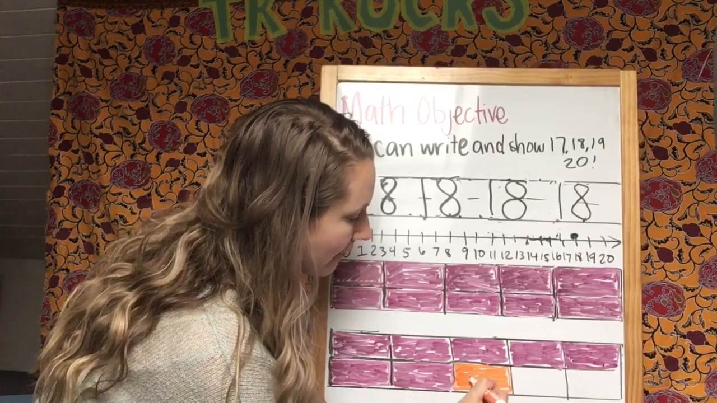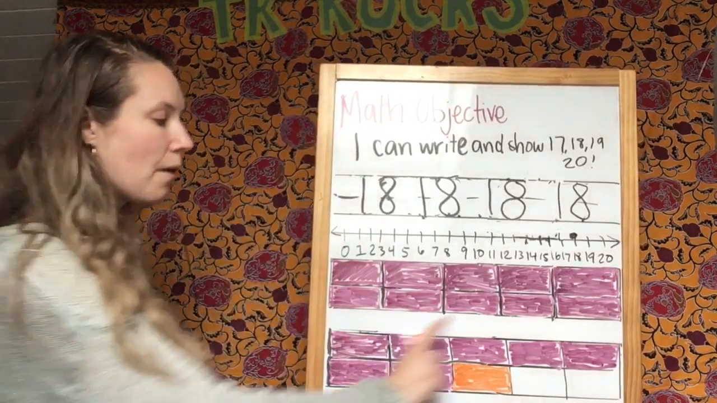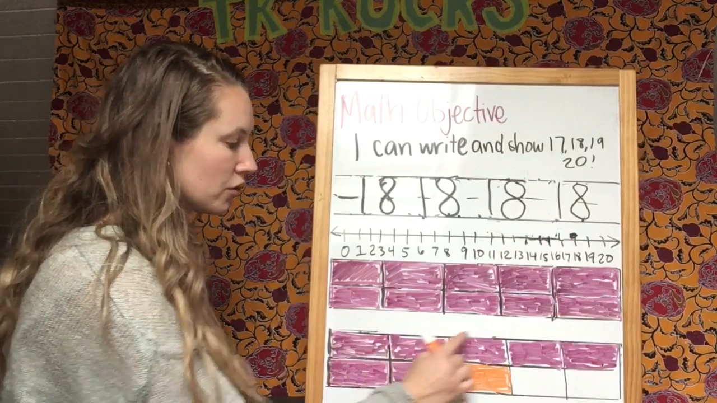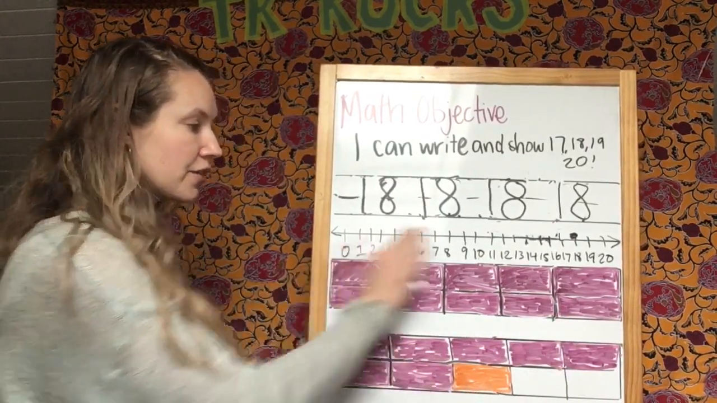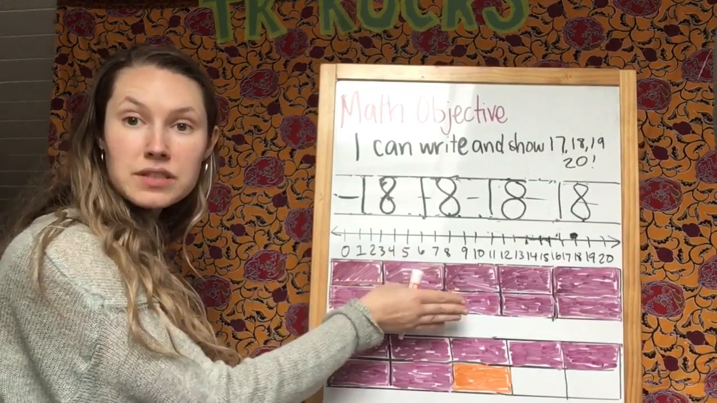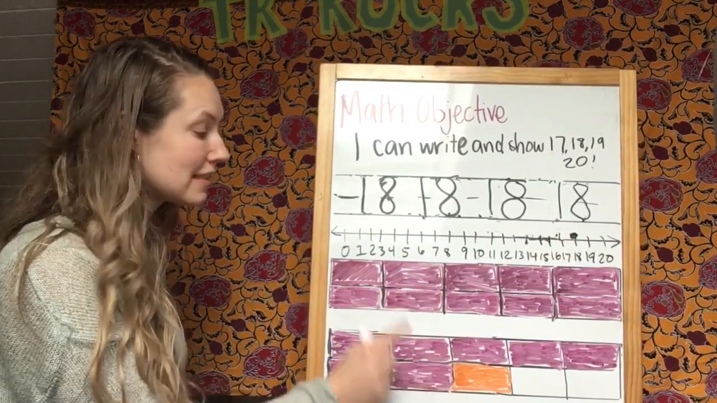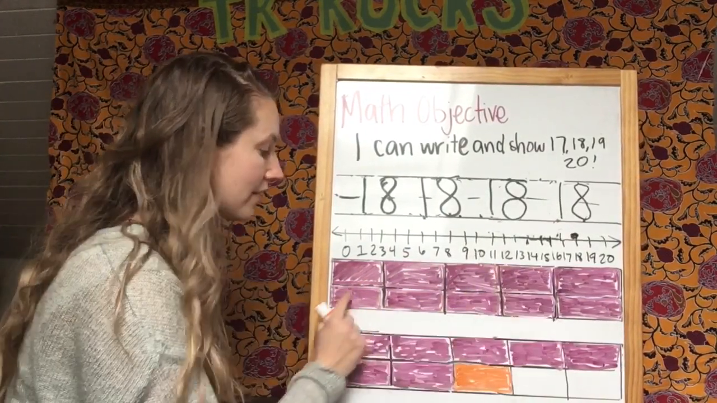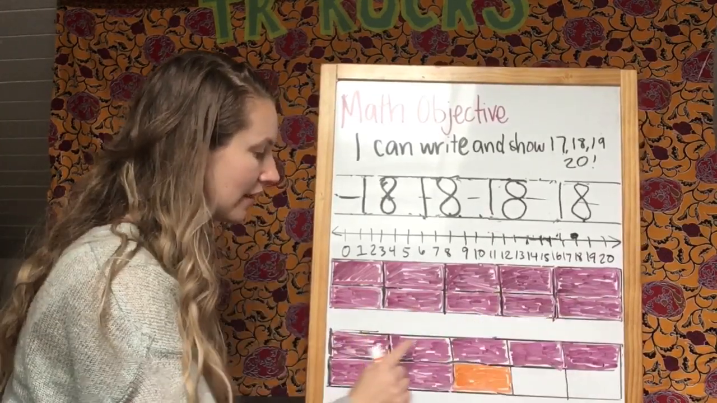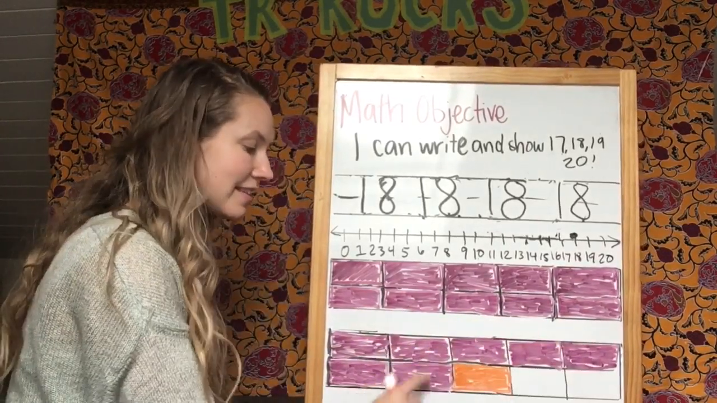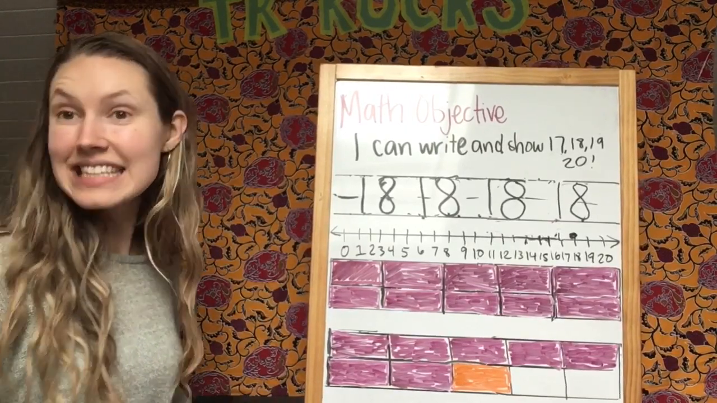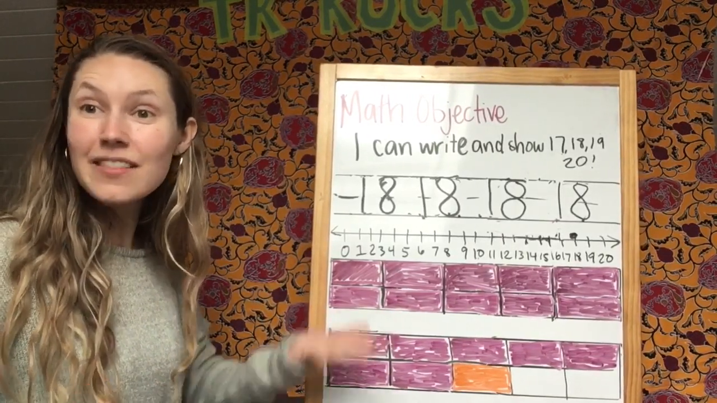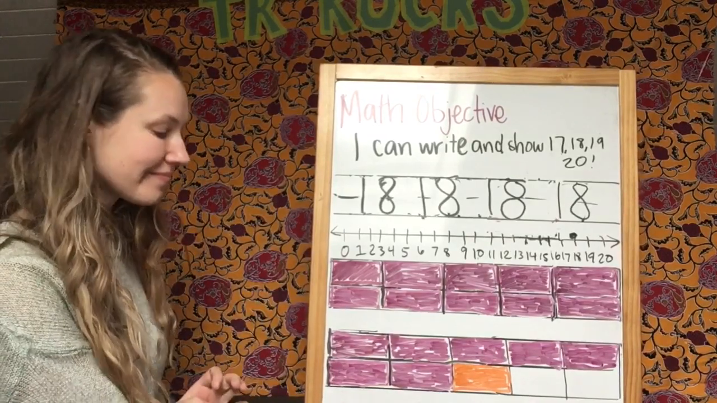So here I go. I've added 1 more. So now on the bottom I have 1, 2, 3, 4, 5, 6, 7, 8. And on the top I have 10. So 10 and 8 makes 1, 2, 3, 4, 5, 6, 7, 8, 9, 10, 11, 12, 13, 14, 15, 16, 17, 18 all together. 10 and 8 is 18. Another way we could add to 18.